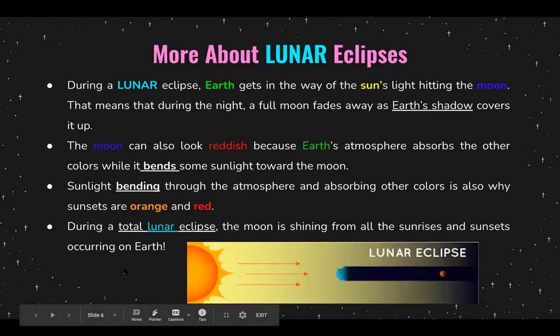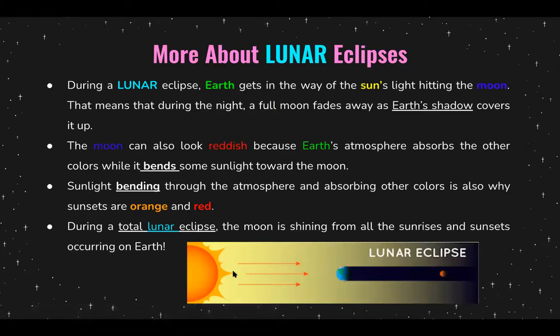A solar eclipse. All right, so we just looked at a solar eclipse, and let's talk a little bit more about the lunar eclipse. So during a lunar eclipse, Earth gets in the way of the sun's light hitting the moon. That means that during the night, a full moon fades away as Earth's shadow covers it up. The moon can also look reddish because Earth's atmosphere absorbs the other colors while it bends some sunlight toward the moon. Sunlight bending through the atmosphere and absorbing the colors is also why sunsets are orange and red. During a total lunar eclipse, the moon is shining from all the sunrises and sunsets occurring on Earth.